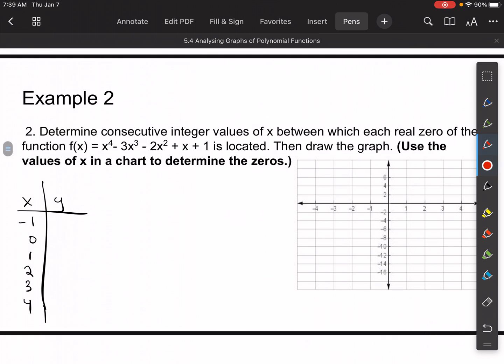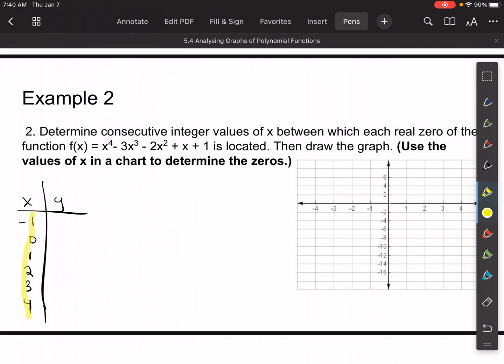So it says determine the consecutive integers between which the real zeros happen, right? So to help us save time, I've already run all these calculations, but I'm going to show you one of them just to show you how this works. So we're going to choose x values, we're going to plug them in, and depending on what we get out, that will kind of help us determine if we started in the right place and how far we need to go.